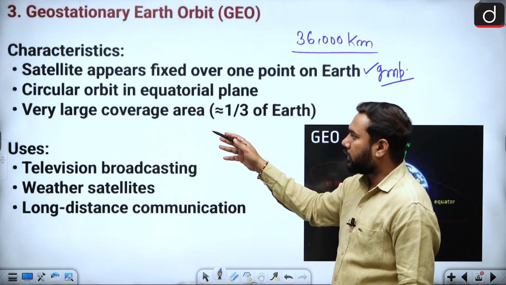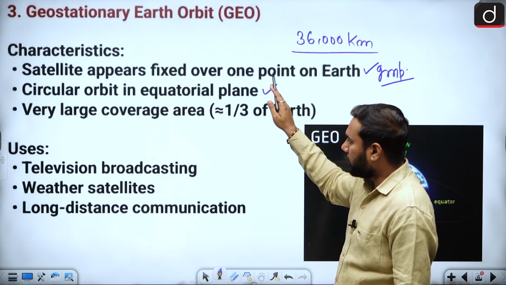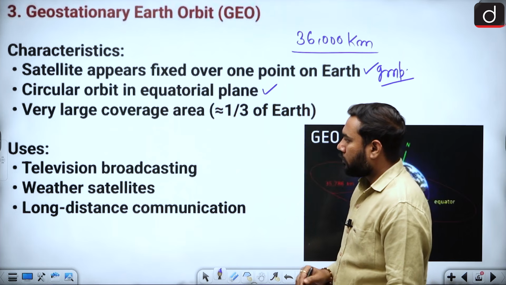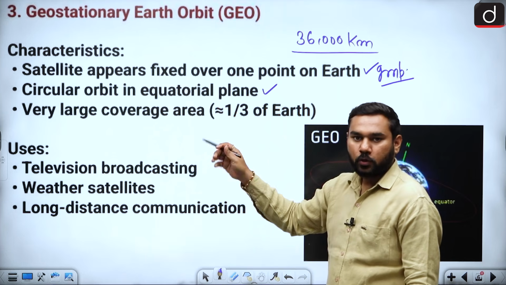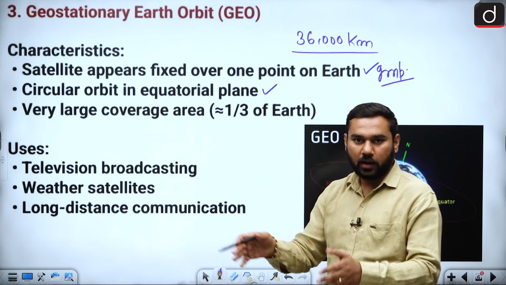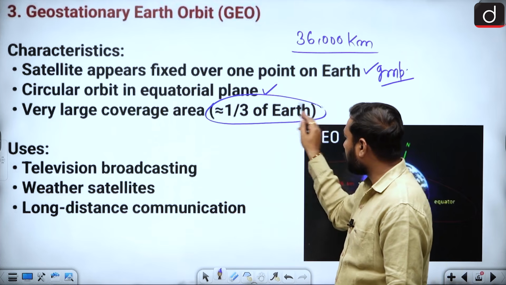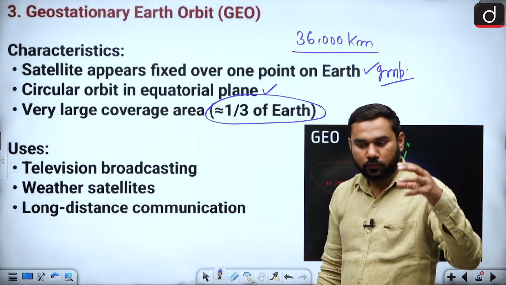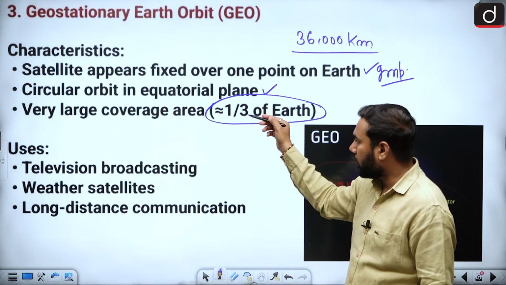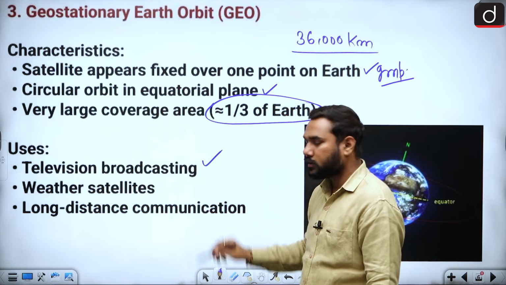So you can see the characteristics. It is a circular orbit present in the equatorial plane. It has a very large coverage area, because you are going far away from the surface of Earth, so you can cover the maximum area. This one covers about one third of Earth. So one camera focusing on Earth can cover one third. So we use it for television broadcasting.